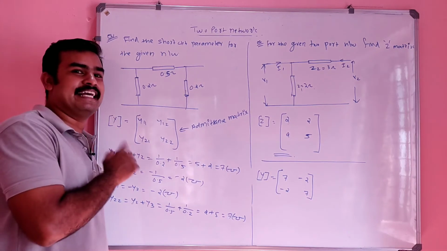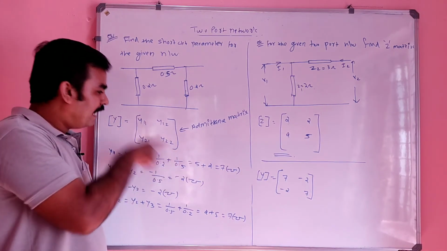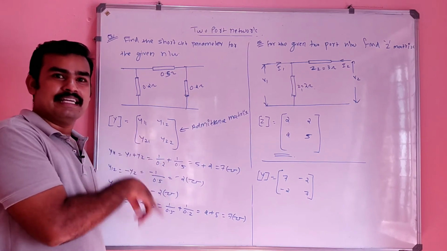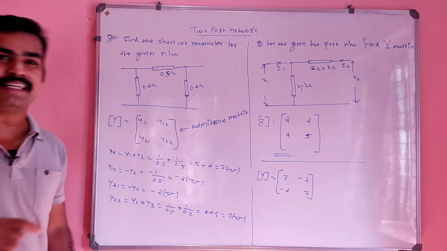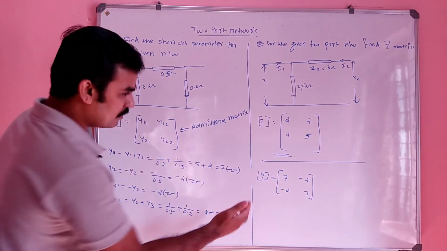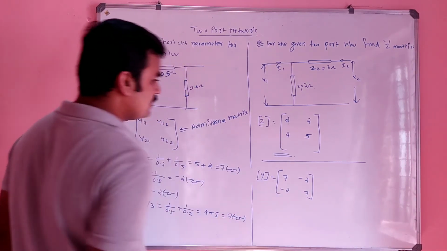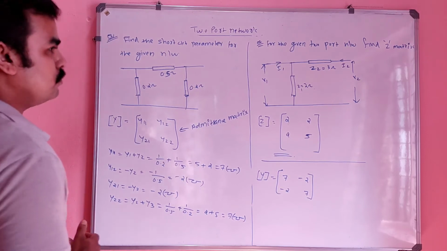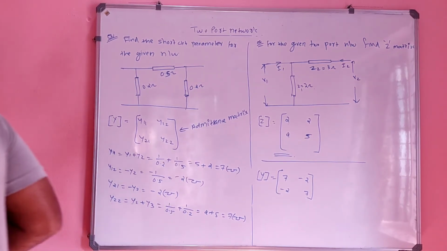If I made a mistake in the previous problem, like I told you, that AD minus BC equals 1 can be considered, I said no, it is only applicable for ABCD, not for all parameters, right? So the answer to our question, the short circuit parameters, is nothing but 7 minus 2, minus 2 7. Okay, that is the answer. Did you get that?